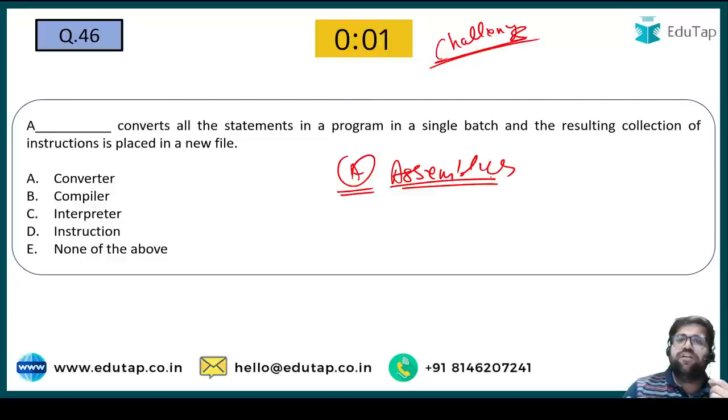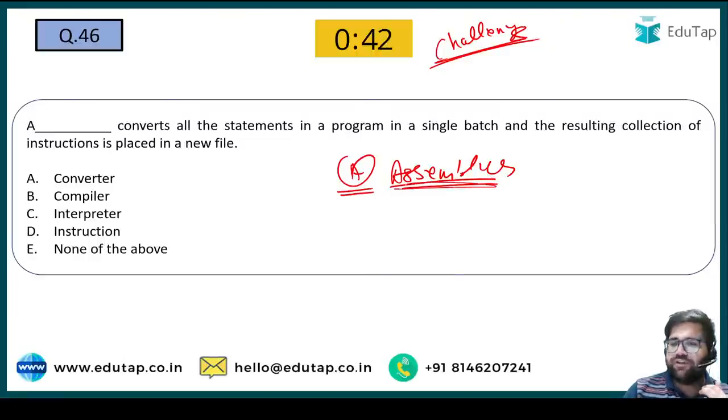Assembler converts all the high level languages to object code. Is it true or false? I need answers from everyone, please. True or false? Albert is going with false. Sajjad is also going with false. Yes. Sonal is going with option B. I think she is referring to this particular question only.